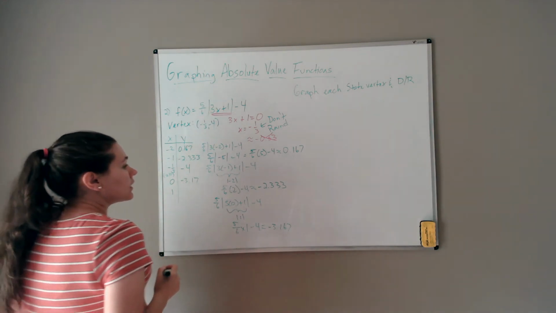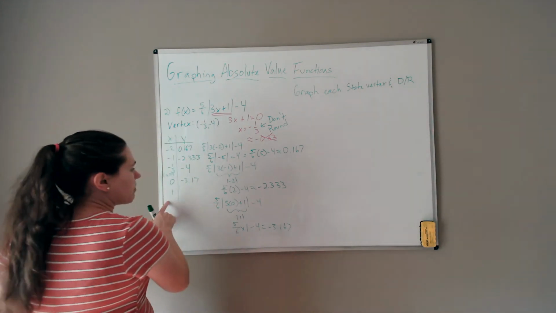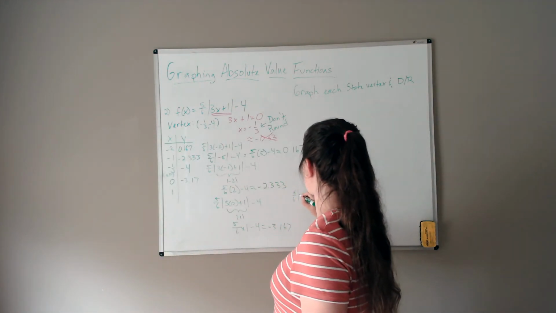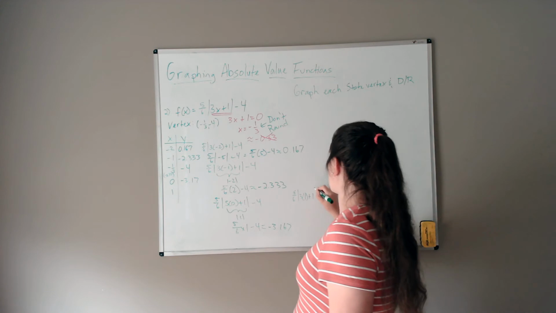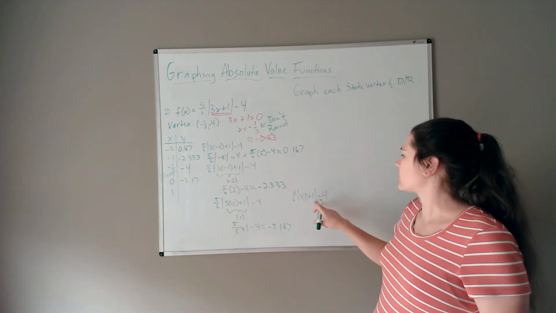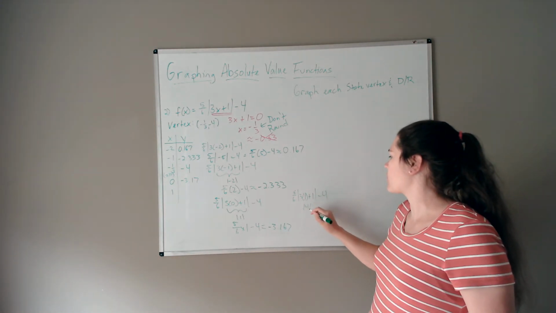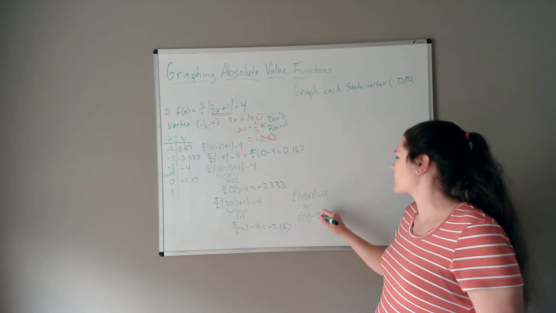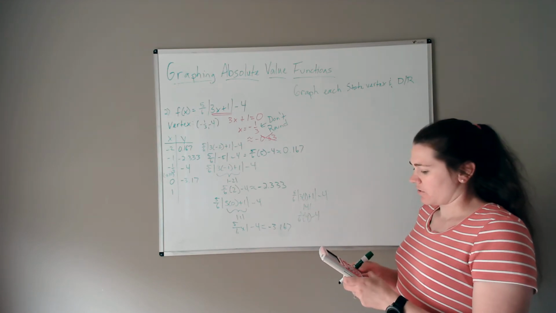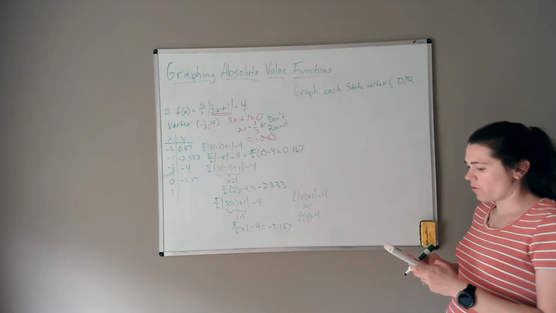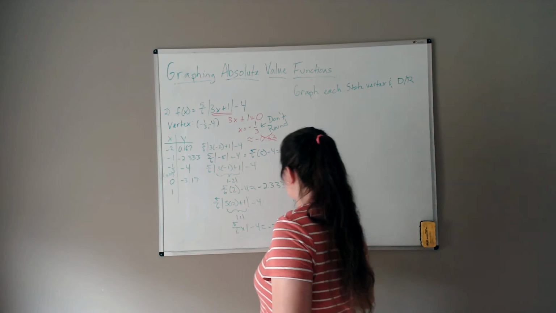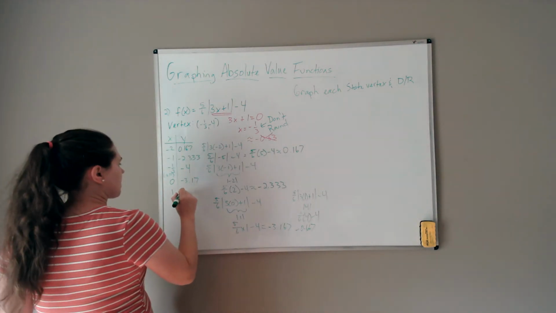Okay, and your last input is positive 1. So we've got 5/6 times the absolute value of 3 times 1 plus 1, minus 4. That's going to give you the absolute value of 4, which is 4. So 5/6 times 4 minus 4. Figure out what that is. 5/6 times 4 minus 4 gives you negative 0.667.